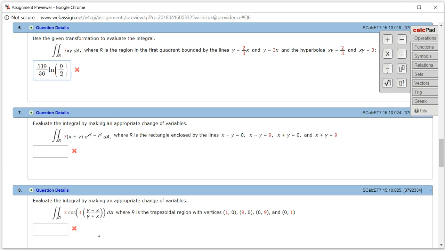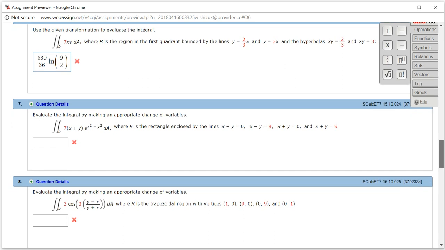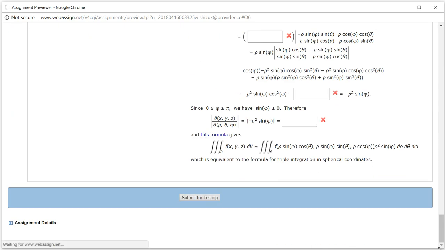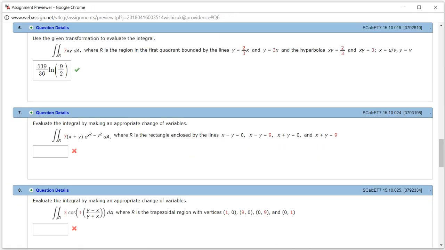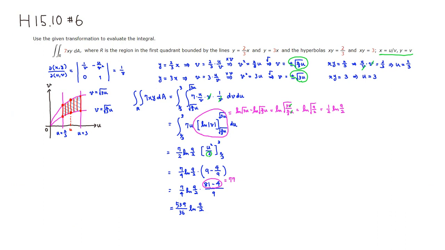All right, so let's submit for testing. It came back and looks like we got this one correctly. All right, that's it. I hope that this was clear.